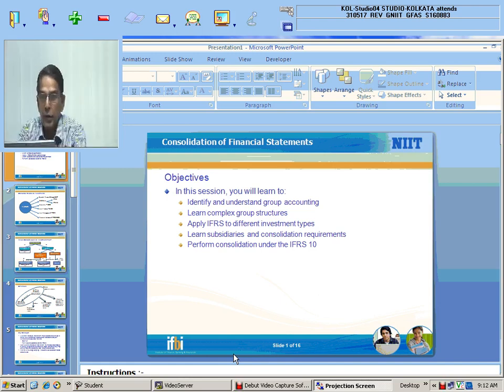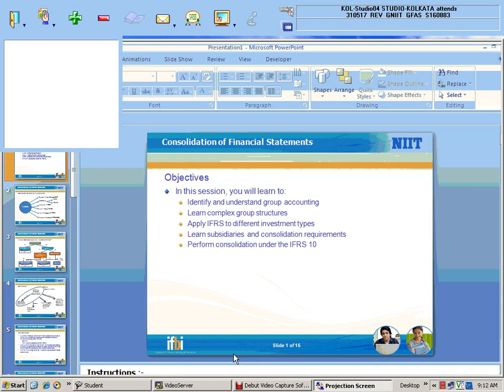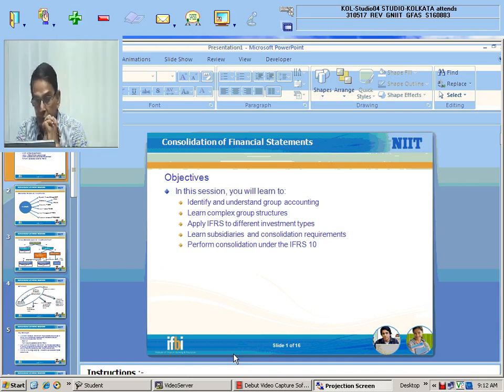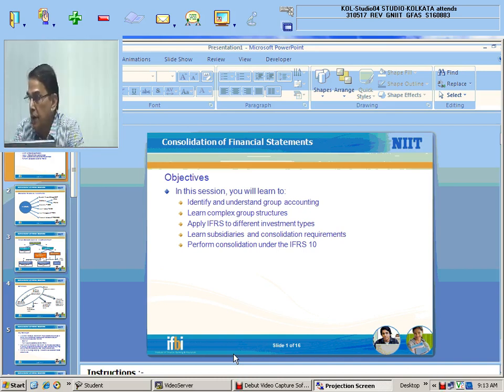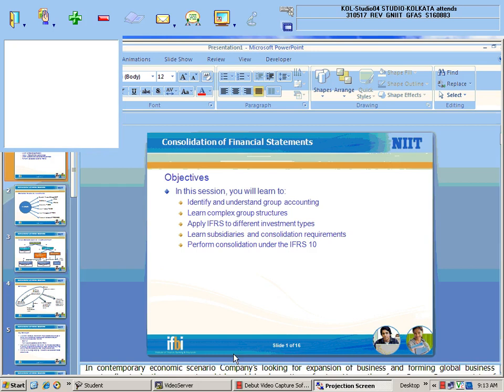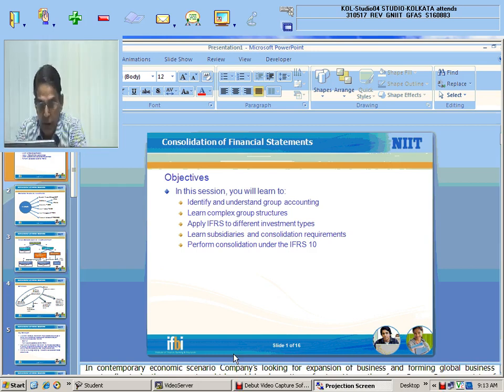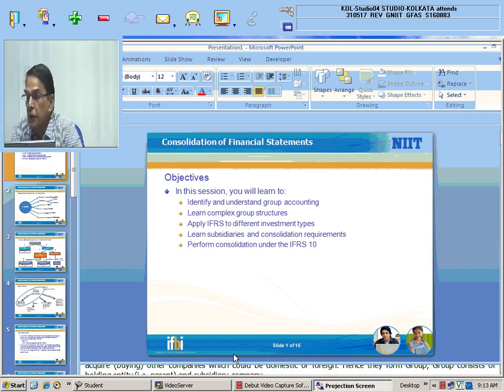In today's economic scenario, the companies are looking for expansion of business and forming global business by acquiring other companies, some of which could be domestic, some could be foreign. Hence they form what is called group. And group consists of holding entity, that is parent, and subsidiary companies in which the holding entity or parent have invested and acquired a controlling interest. So the group accounts aim is to give a true and fair view to the owners of a parent of what their investments represent.